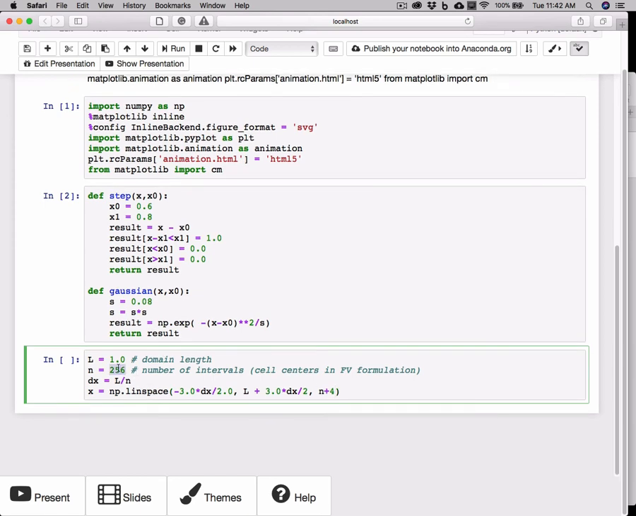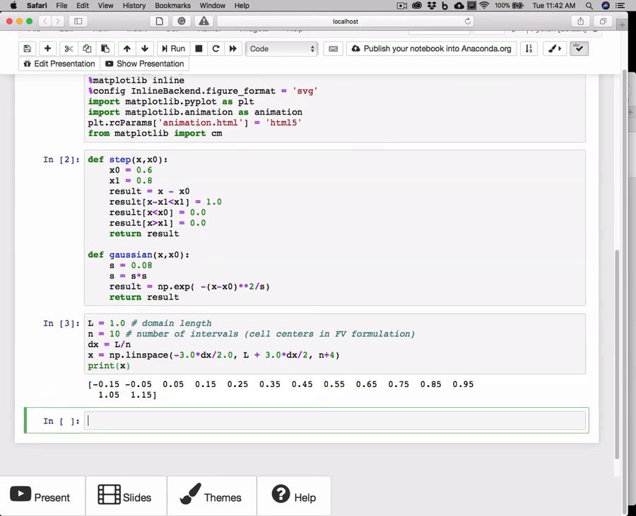So if you want to see how this looks, let's say we have 10 intervals, and then print x. This is what you get. The first interior point is delta x over 2 inside the domain, right? We're not at the boundary. We are half a delta x inside. These are the cell centroids. Okay?